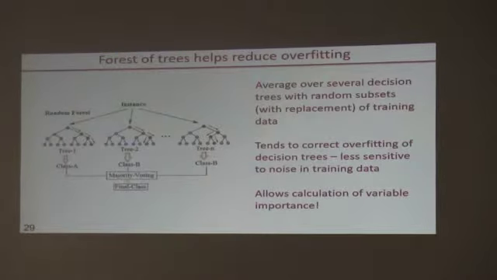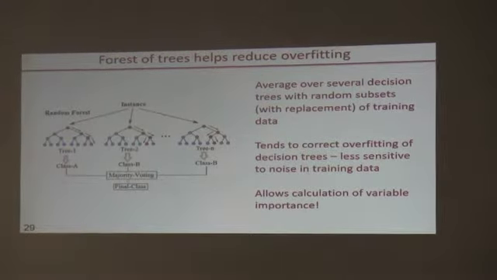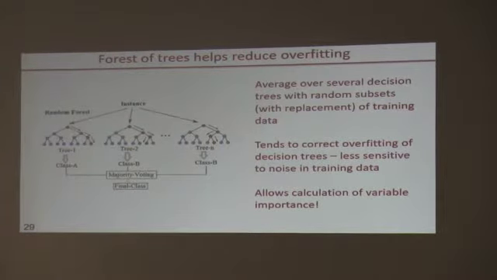So to address that, we use this random forest, where we take a bunch of decision trees and make them into a forest. And for each decision tree, one of the things that gets done is you subsample the training data to reduce the effect of that noise and that overfitting.